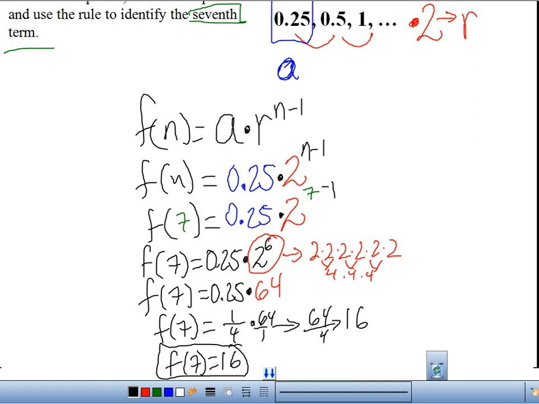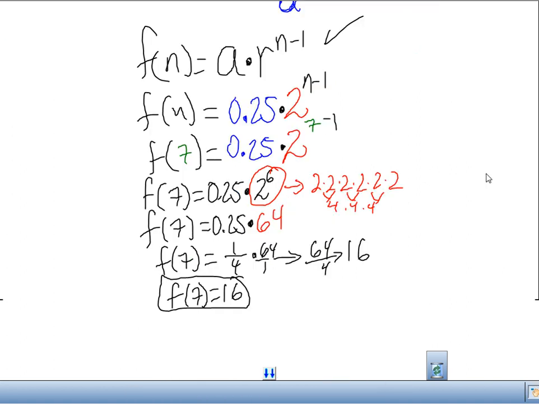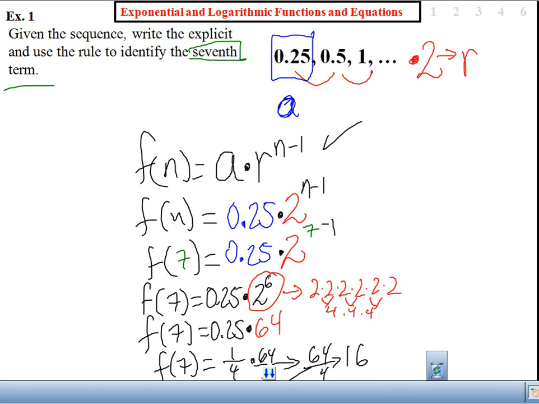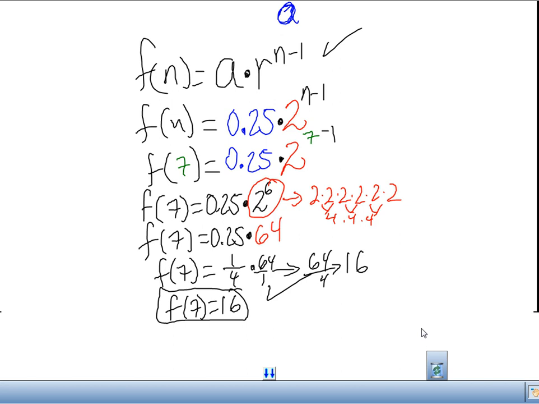All right, so did we answer the question? Let's see. Given the sequence, write the explicit rule and use the rule to identify the 7th term. So did we write the explicit rule? Yes. Did we identify the 7th term? Yes. Now, if you want to check it, you can check it. Just imagine you're presenting this to a 3rd grader and tell them, all right, see if you can follow the sequence. 0.25, 0.5, 1. So what goes next? 2, and then 4, and then just follow the sequence and see if the 7th term is 16, and you're going to find out that it is.